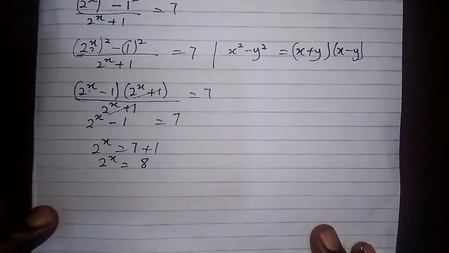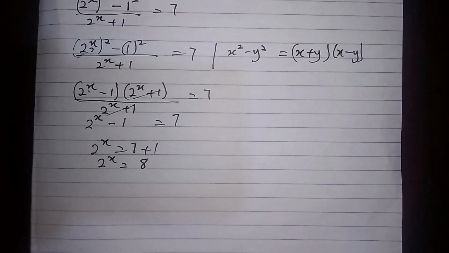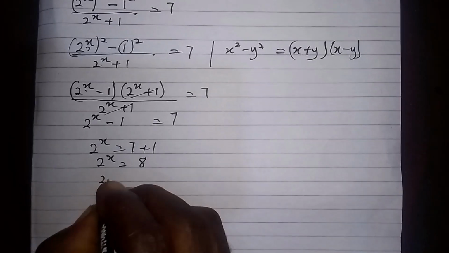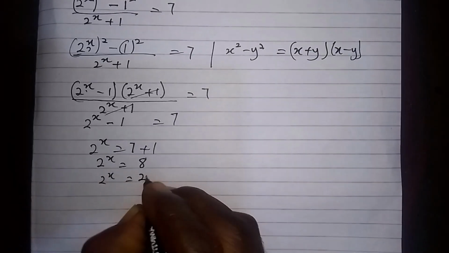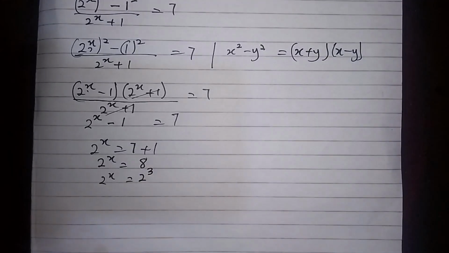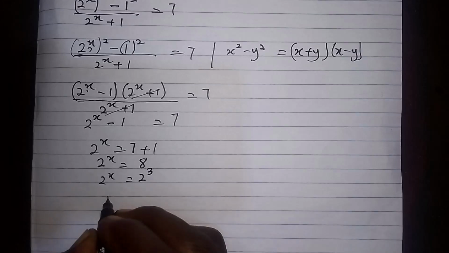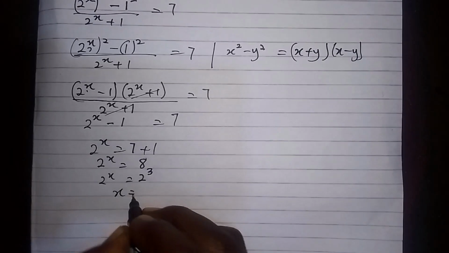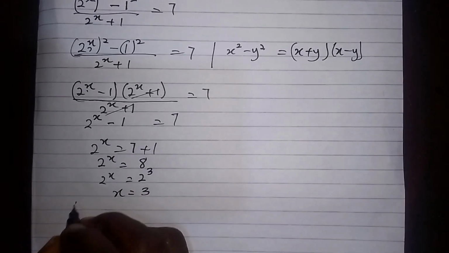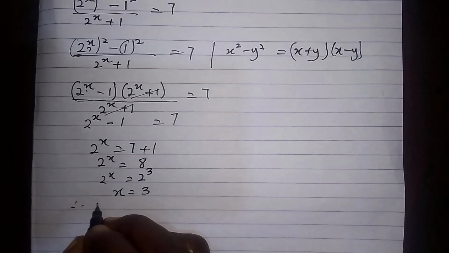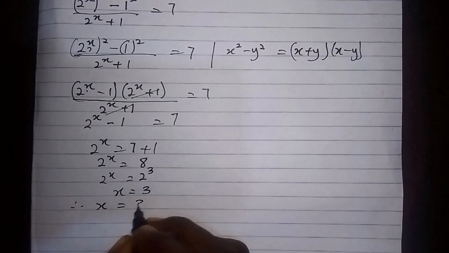8 can also be written as an index number to give us 2 to the power x equals 2 to the power 3. The bases at both sides are the same, hence we equate the exponent, which is giving us x is equal to 3. Therefore, we conclude that the value of x equals 3.